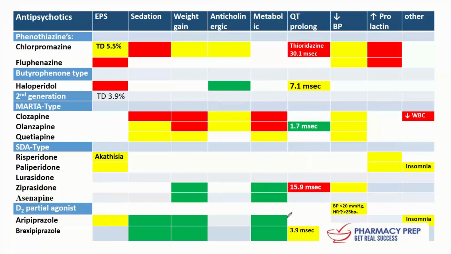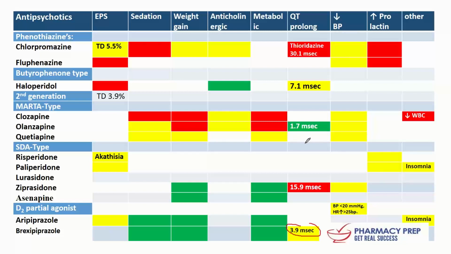Other drugs also have some, like aripiprazole has about 3.9, almost 4 milliseconds of QT prolongation. So that could be not a good option if you're adding it with other drugs. And quetiapine also has it, but I haven't added the number here. But quetiapine also has a certain amount of QT prolongation.